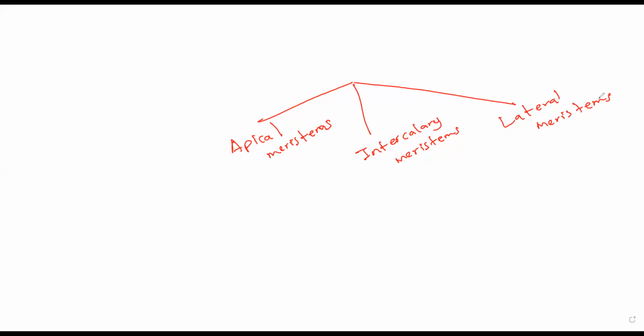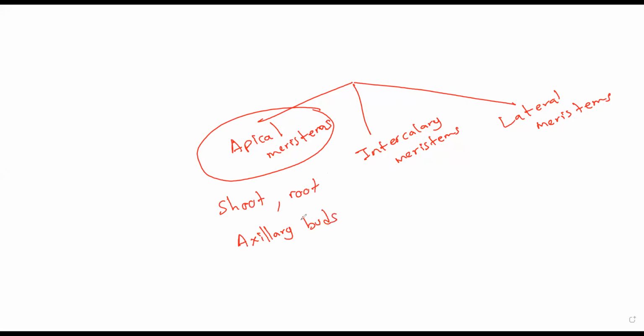Okay. Now when you take this apical meristems, they will be in the apex of the shoot and the root, and also it will be present in axillary buds. I will show you the figures. I will show you the location, axillary buds. Okay. Now give me a minute.